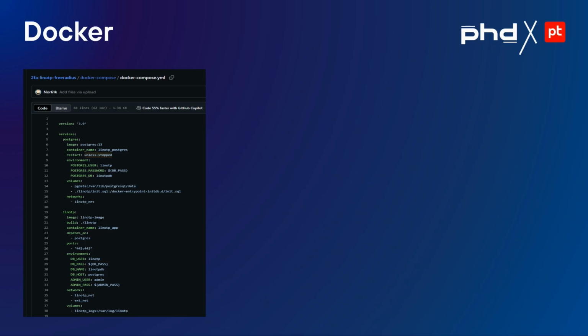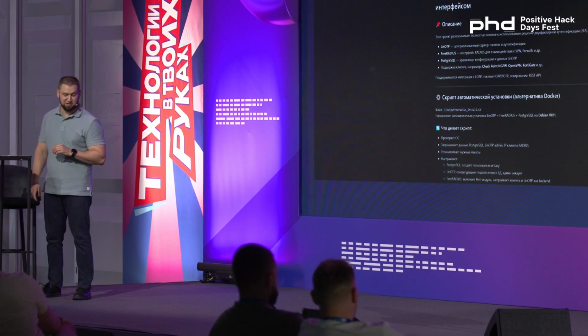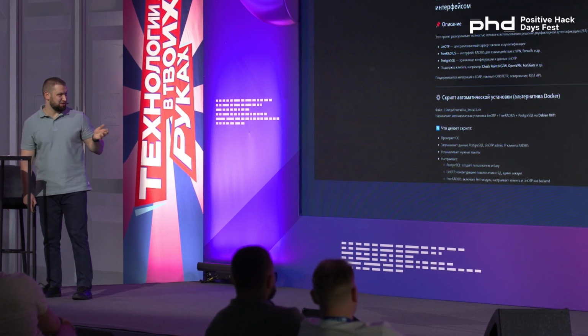I created a project on Docker Compose in the format of a single file with all the proper variables and installed it, deployed it in three containers, Postgres, LinOTP, and FreeRADIUS. All this was published at GitHub. You'll find there everything that you can see on the slide with instructions how to use it, how to load it, how to set it up and configure.